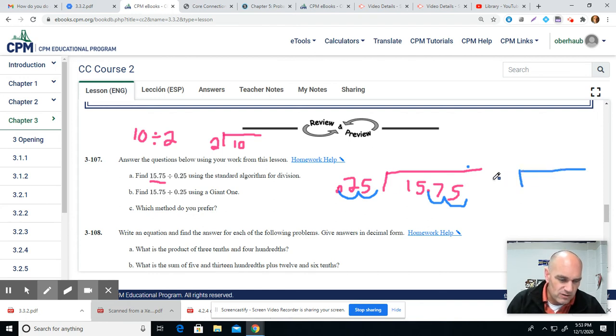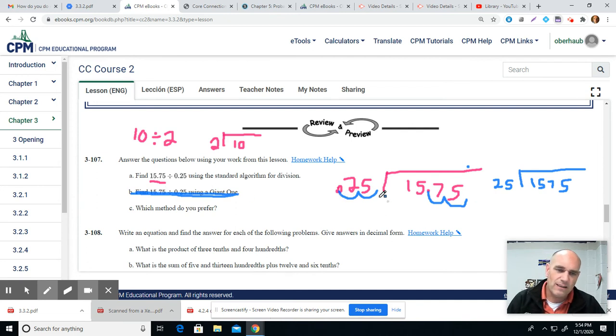This is now just 25. And inside the box, it's 1,575. But notice what we did. We slid it 2 spots to the right. We slid this one 2 spots to the right. Don't worry about doing B, the giant one. I don't care for doing it that way.